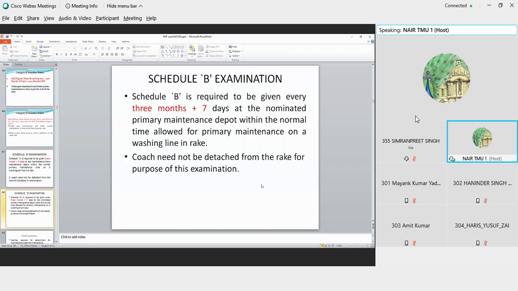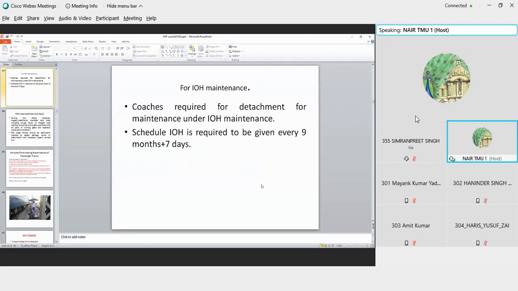Similarly, we have Schedule B, where every 3 months with a grace period of 7 days, we will do a Schedule B. In this, the level of attention is more than the items covered under A. And the most important schedule which we do is called IOH or intermediate overhaul, which we do after every 9 months. Now, what is important in this is that we detach the coach from the rake formation, take it inside the coaching depot, lift the coach, run out the bogies and dismantle the bogies, push in fresh bogies. We check all the spring chambers.